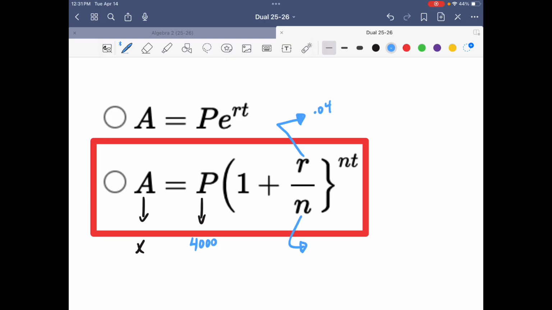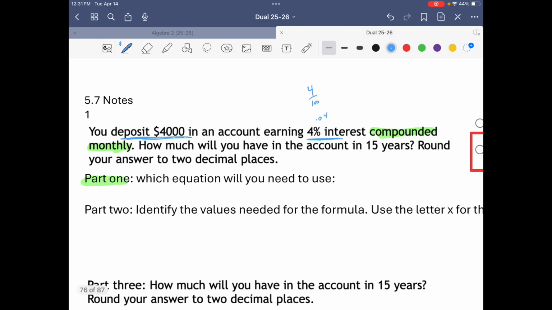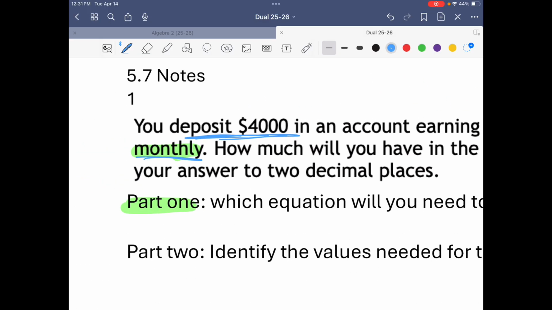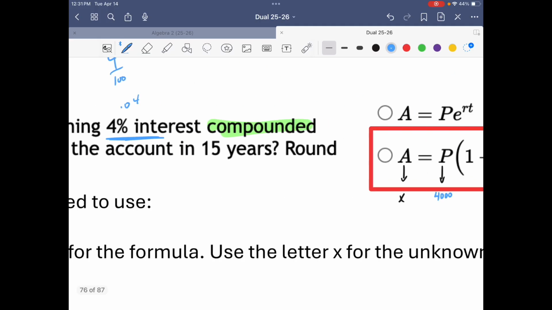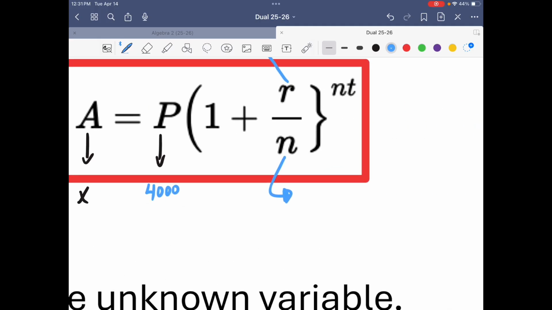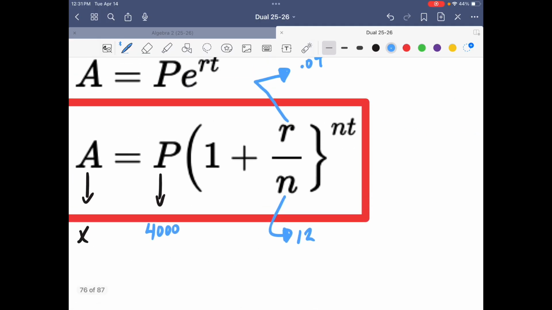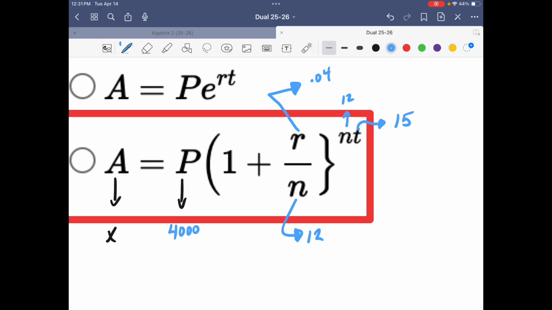N is the number of times you're going to get interest accumulated in your account here. In this question, it says you're going to be getting interest compounded monthly, okay? And that means that N equals 12, because there's 12 months in a year. So N equals 12. And T is the time in years. Well, this question said 15 years. So you know all the numbers, okay?